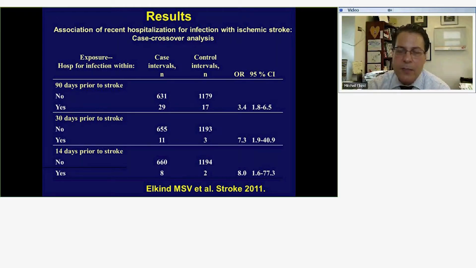Now, this type of analysis does have some limitations. We're looking at time intervals 1 and 2 years before. People do get older. Your risk of stroke goes up with age, so that's one issue. We can't eliminate all forms of bias.